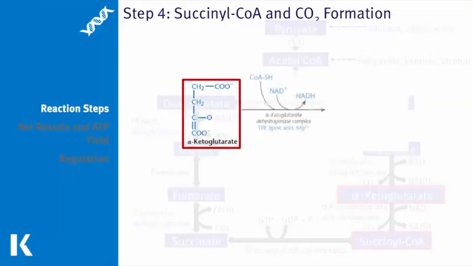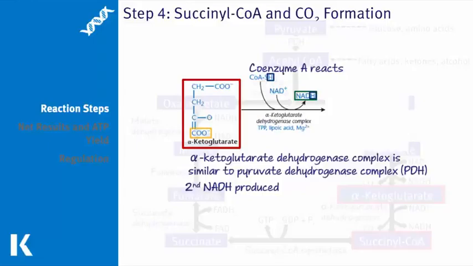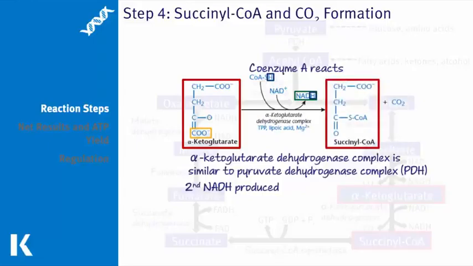Alpha-ketoglutarate reacts at the alpha-ketoglutarate dehydrogenase complex. This complex has similar coenzymes, cofactors, and mechanism to the pyruvate dehydrogenase complex, with which you should already be familiar from pyruvate decarboxylation. In this process, the CoA donates a hydride ion to the NAD+, producing NADH. This is the second NADH to be produced in the citric acid cycle. A carbon dioxide is also driven off in this process, producing succinyl-CoA and a CO2, which represents the last carbon lost from the original acetyl-CoA.